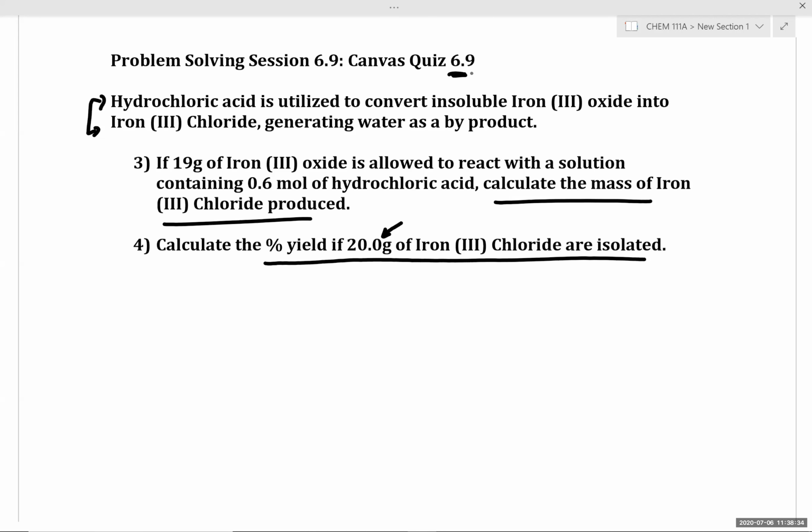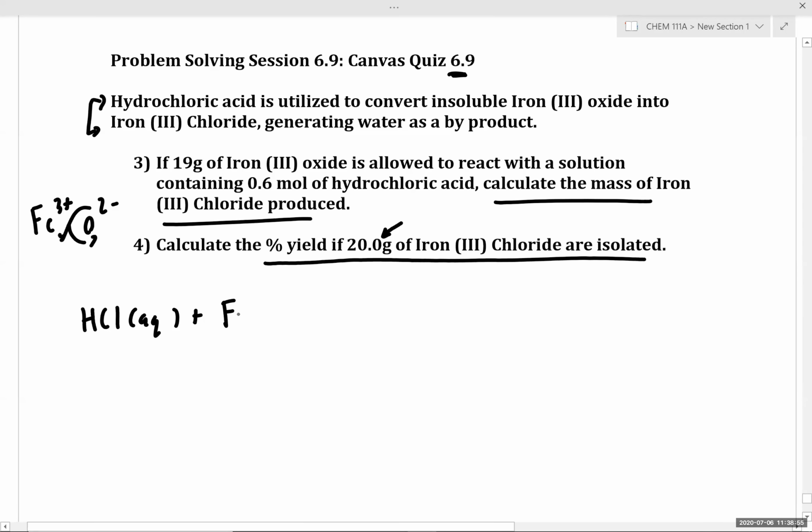So let's discuss the balanced equation. Hydrochloric acid, HCl, we've seen that a ton. Iron 3 oxide, so let's do that as a sidebar. So we have Fe3 plus, O2 minus. We cross our charges. That gives us Fe2O3.